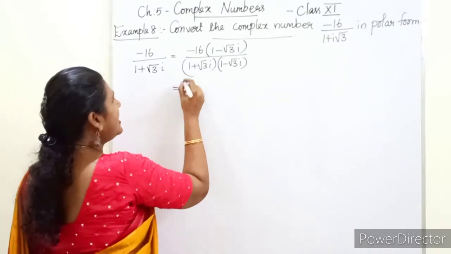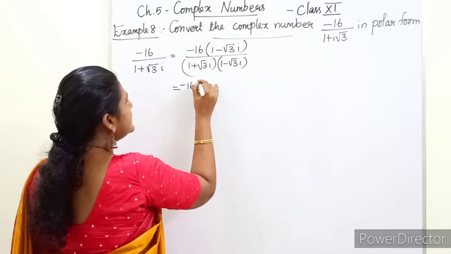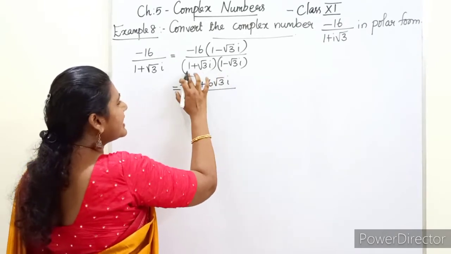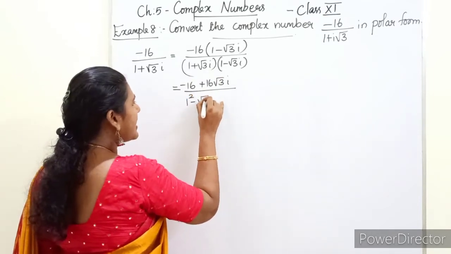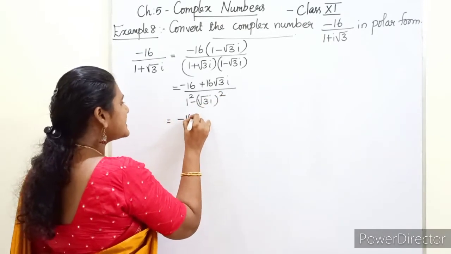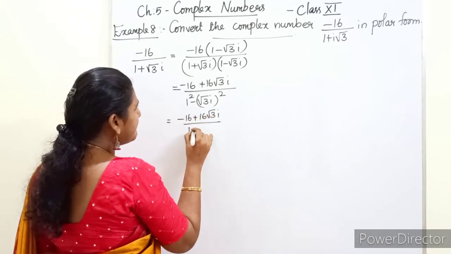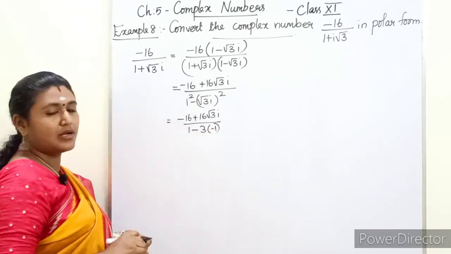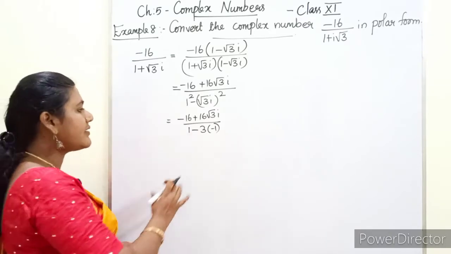Now we will simplify. Here with minus 16 we will multiply the numerator. So minus 16 plus 16 root 3i divided by, here we will take the a plus b into a minus b form. So a square, that is 1 square minus root 3i the whole square. Again we will simplify. So minus 16 plus 16 root 3i by 1 minus root 3 square is 3, i square is minus 1. So the denominator we will get 1 plus 3, that is 4. So the denominator will be 4.